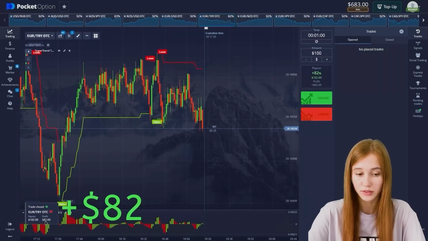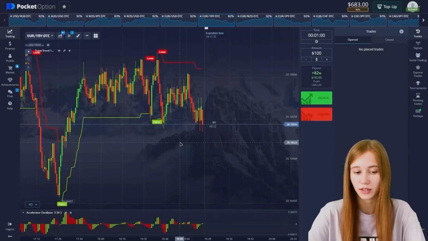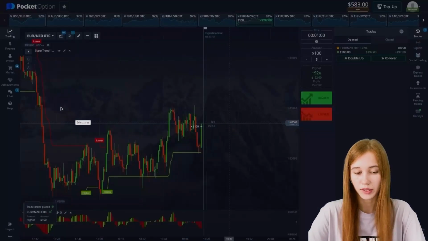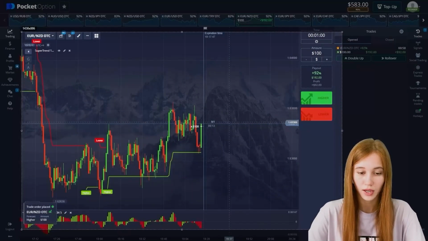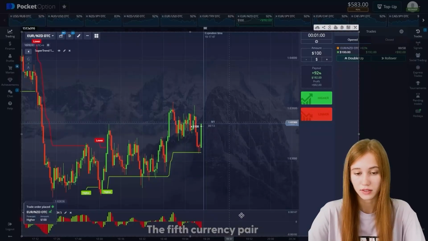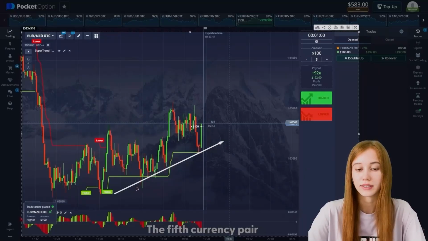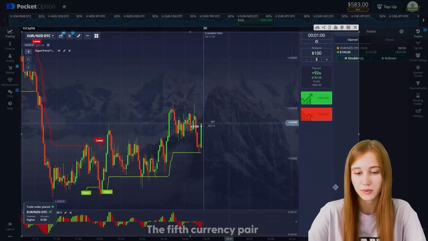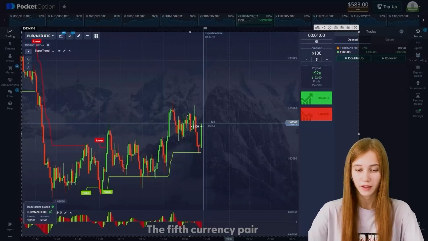Bear market. Yeah, plus deal, profit $82. We open up and we begin technical analysis. So what we see is that according to the super trend indicator, there is a clear upward trend. This is what we see first.